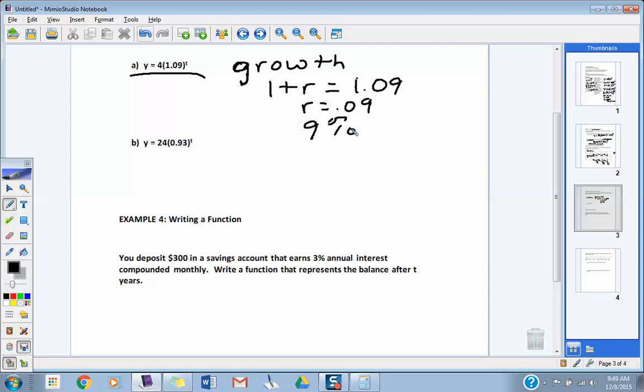Growth or decay? It's decay. Not tooth decay, exponential decay.